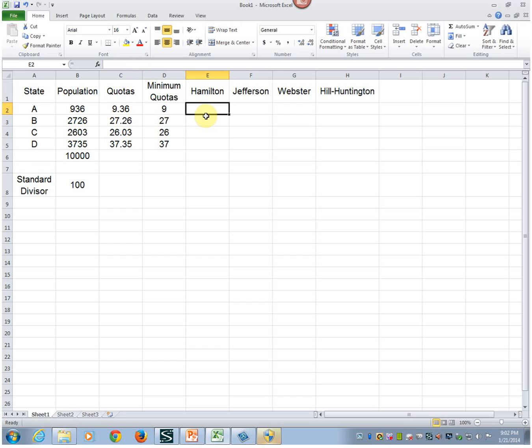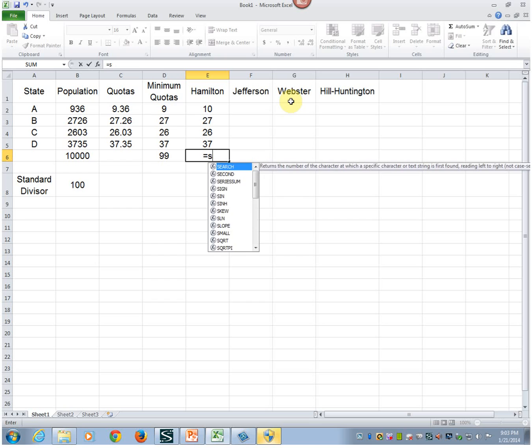All right, so now for Hamilton, we need to sum here. So under the minimum quotas, we want the sum of those. 99, and we're trying to give out 100 seats. So remember, Hamilton gives the additional seat to the person with the highest decimal, and state A gets it because they've got 0.36, which is greater than all the other decimals. So 10, 27, 26, 37, and if we do our sum, just to be sure.